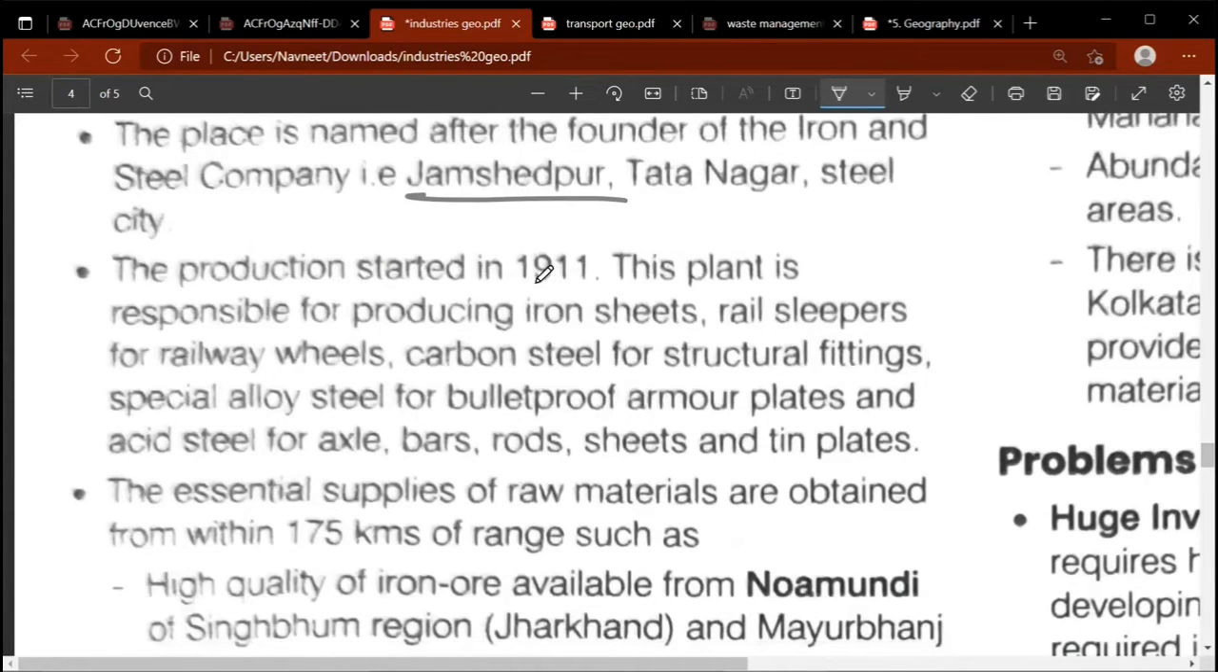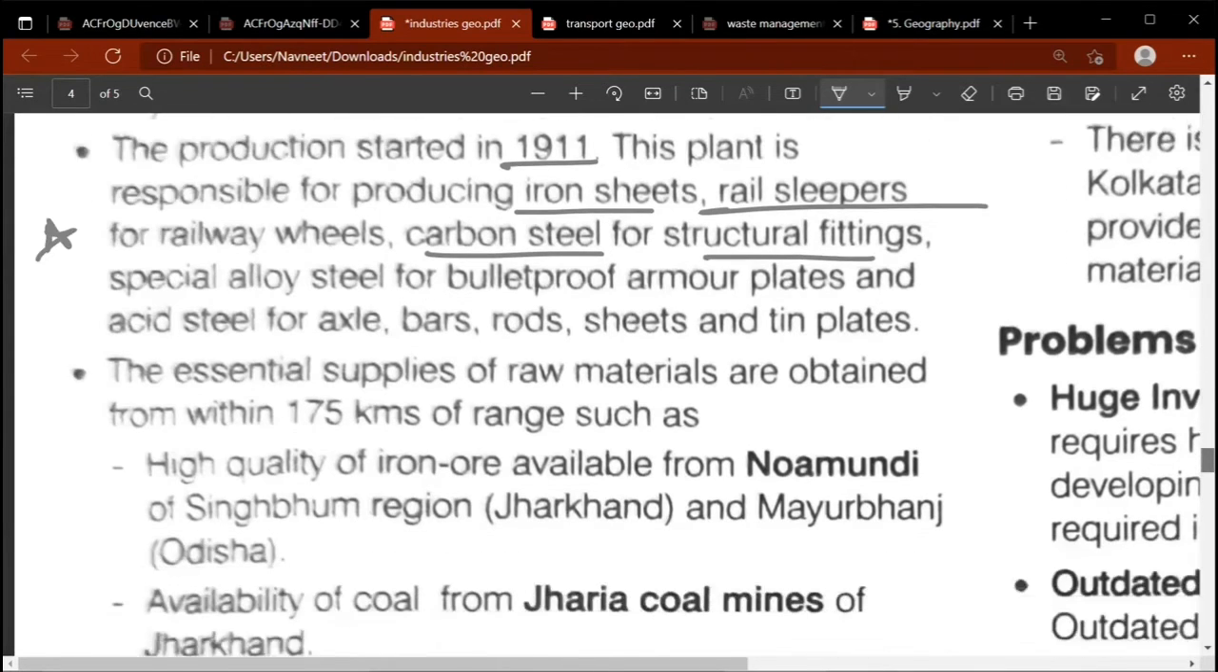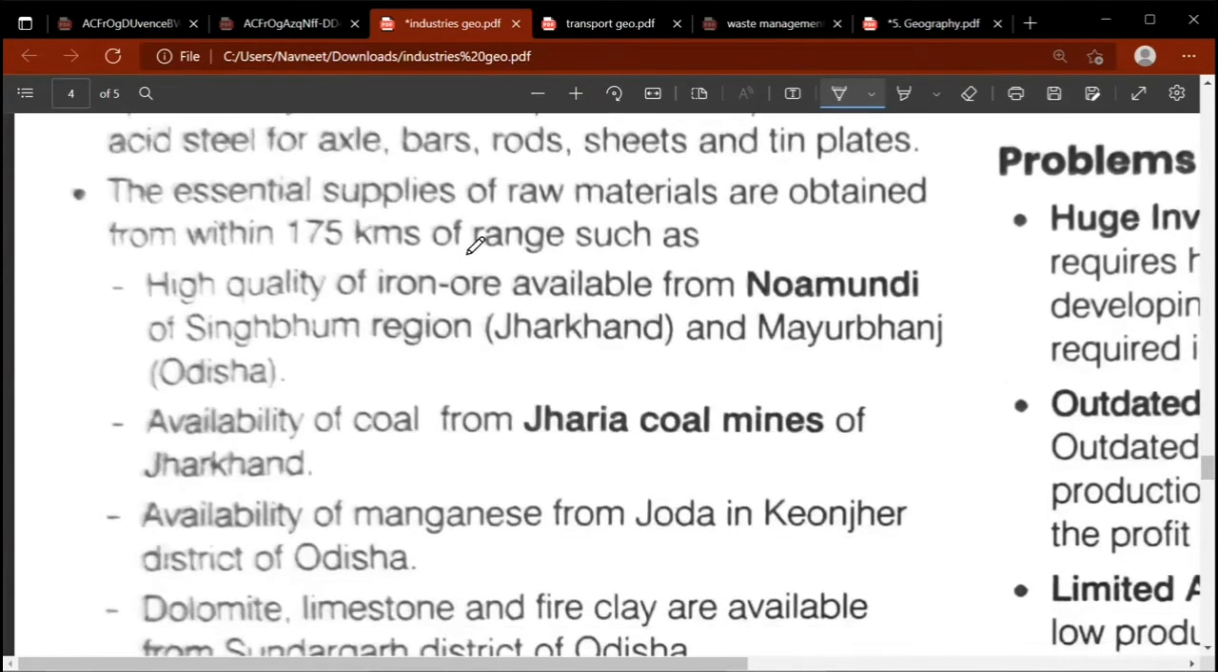The production started in 1911. This plant is responsible for producing iron sheets, rails, sleepers, railway wheels, carbon steel for structural fittings, special alloy steel for bulletproof armor plates, etc. The essential supplies of raw materials are obtained from within 175 kilometers of range. Now, the following locations are very important to memorize.